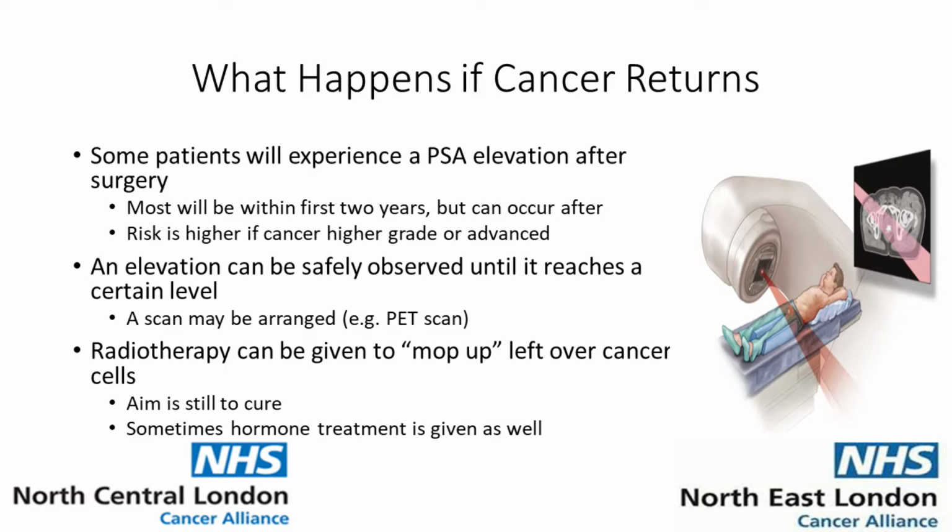For some men, their PSA comes back up after surgery. Most of this will be within the first 2 years, but can occur later. The risk of this is higher if the cancer grade is higher or if it was more advanced before the surgery. This can be safely observed until it reaches a certain level, usually 0.1 or 0.2, at which case a PET scan will likely be arranged, and sometimes radiotherapy is given to where the prostate was, just to kill off any leftover microscopic cancer cells. The aim in that case is still to cure, and hormone treatment may be given as well.